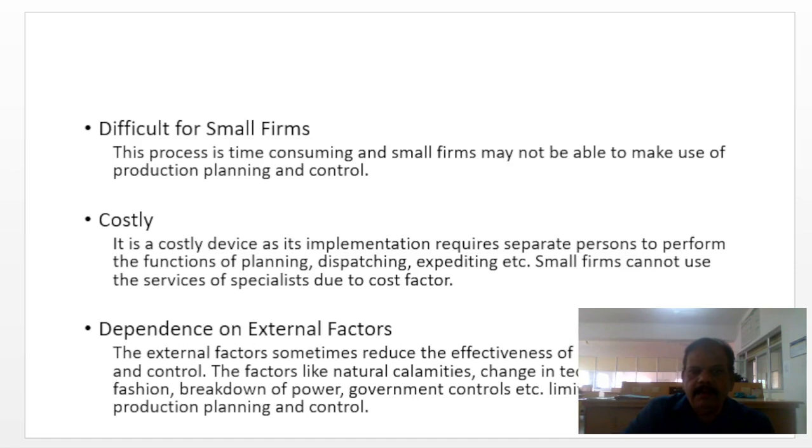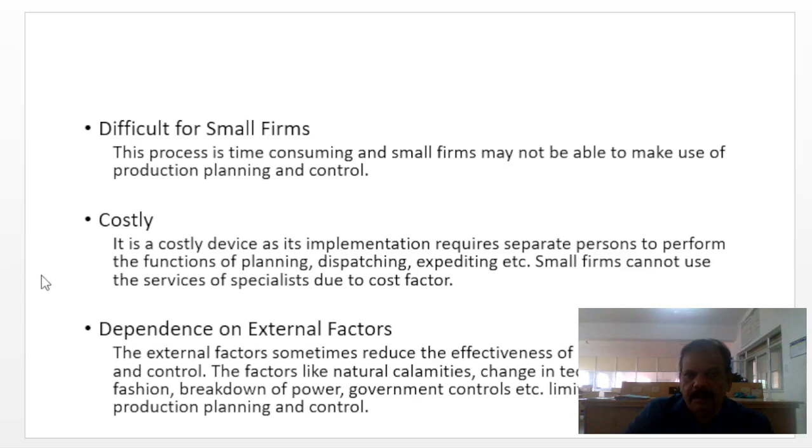It is also difficult for small firms to implement because production planning and control is time consuming, and so small firms may not be able to implement it. Another fact is that it is costly. It is a costly device to implement and requires separate persons to perform the functions of planning, dispatching, expedition, etc. So small firms cannot use these services of specialists due to the cost factor.